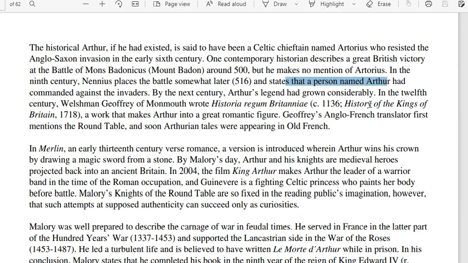In the 12th century, Welshman Geoffrey of Monmouth wrote Historia Regum Britanniae, circa 1136, the History of the Kings of Britain, a work that makes Arthur into a great romantic figure. Geoffrey's Anglo-French translator first mentions the Round Table, and soon Arthurian tales were appearing in Old French.